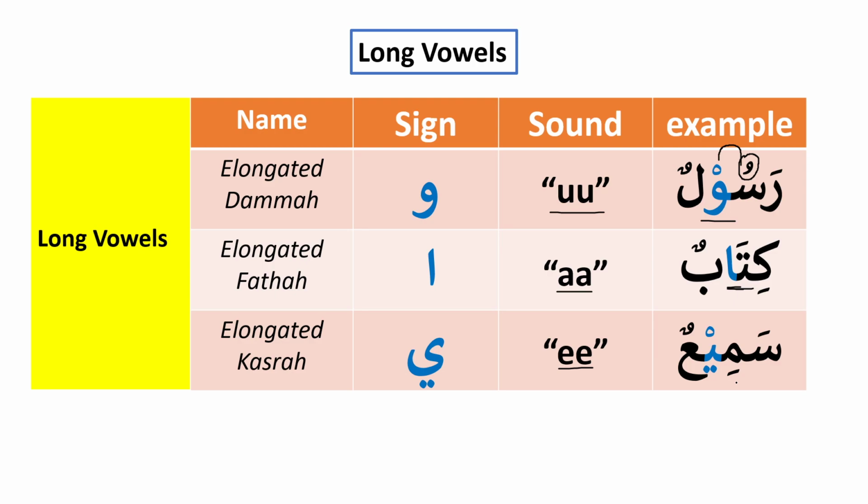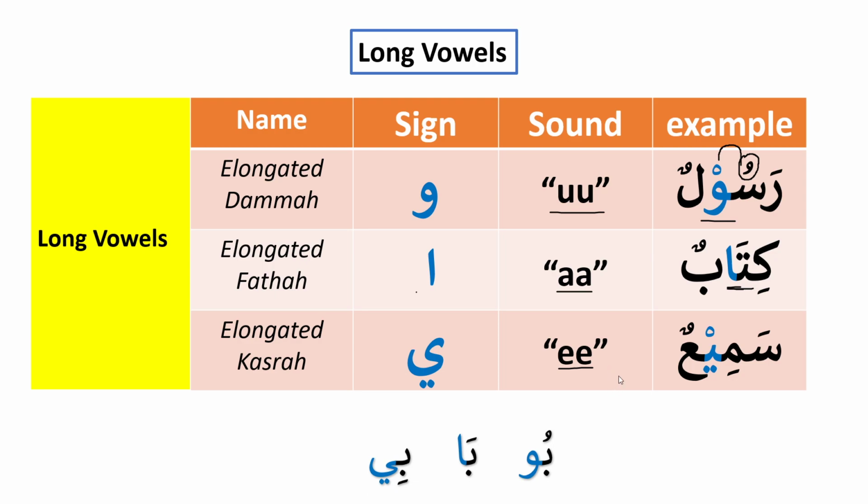And please remember that when we prolong the sound, the meaning will definitely change. Sami'a means he heard, and Sami'un means who will hear or who hears continuously. Similarly, Kataba means he wrote, but Kitabun means a book, and Rusulun means messengers, and Rasulun means only one messenger. So you can see over here the meanings will change. So that's why we need to focus a lot on these short vowels and long vowels.